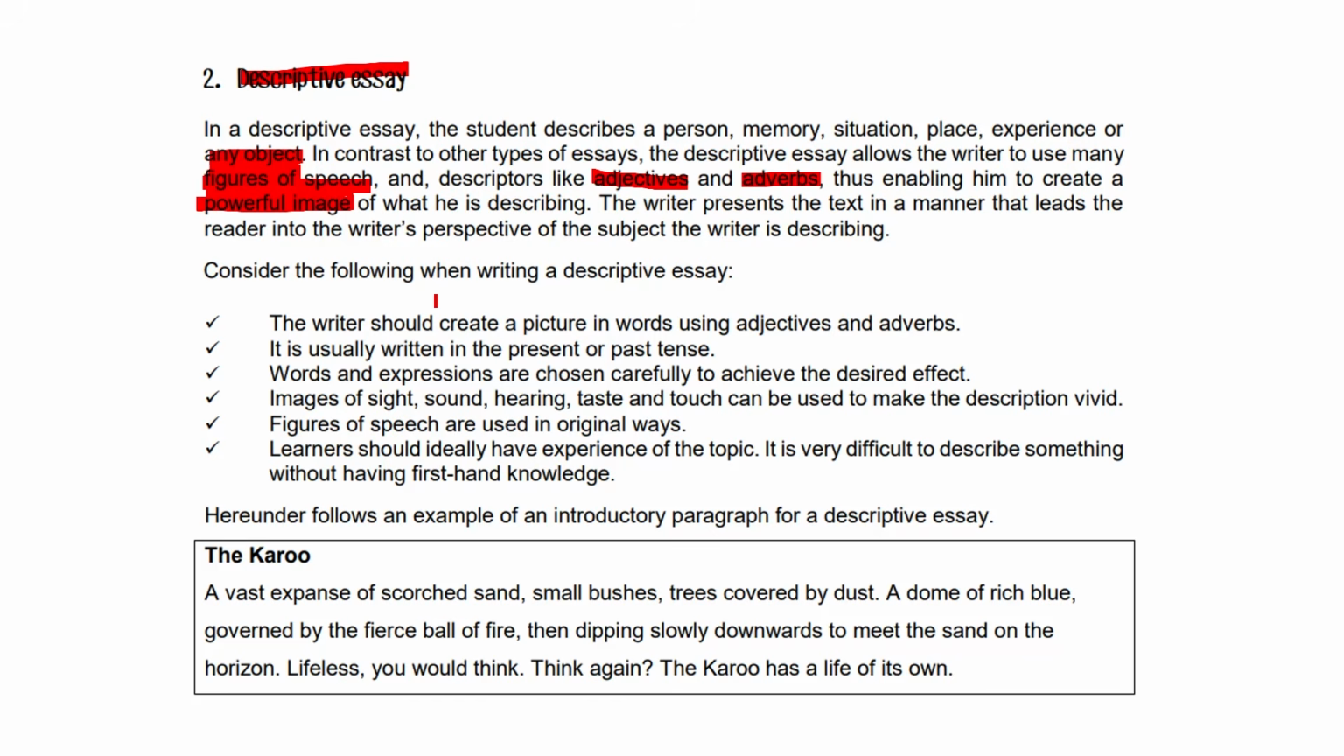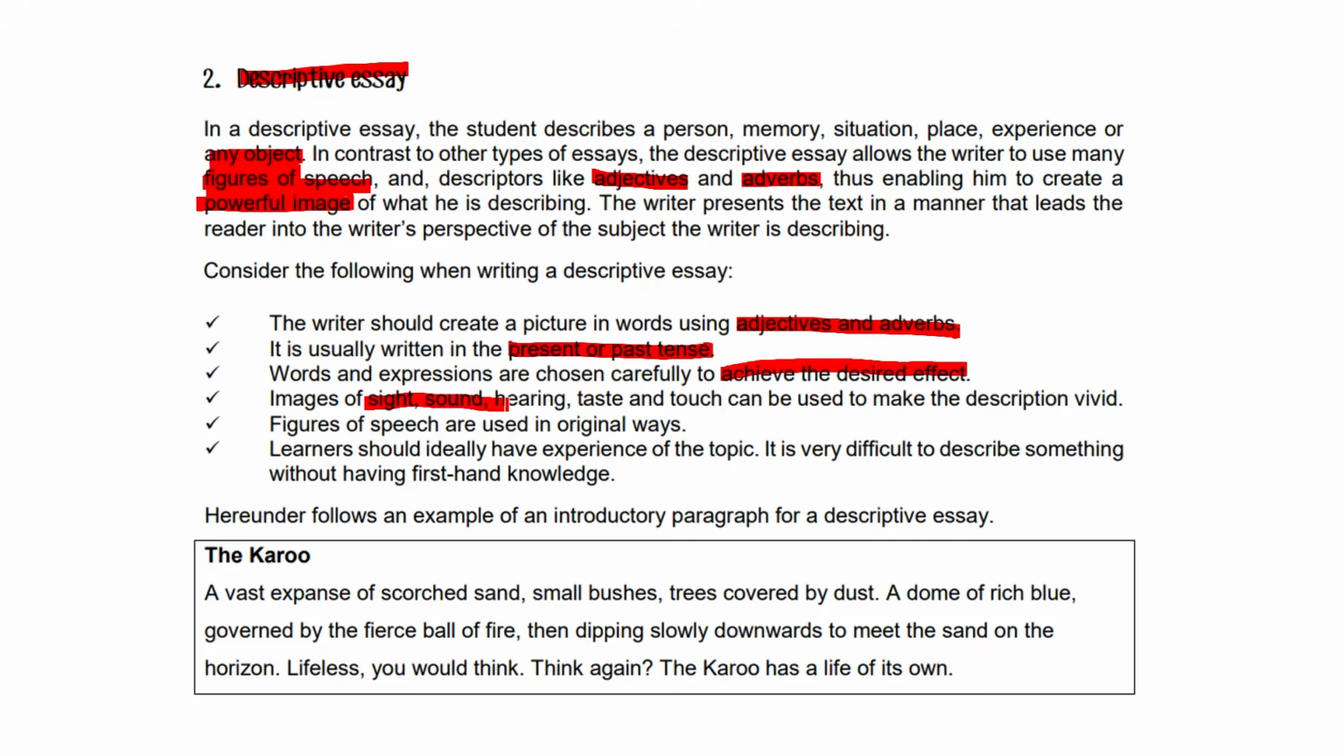Okay, so consider the following when writing a descriptive essay. The writer should create a picture in words using adjectives and adverbs. Okay, adding to the verb. Now, it is usually written in present or past tense. Either is fine. Words and expressions are chosen carefully to achieve the desired effect. You have to be very particular here, so it probably does take a little bit longer than a narrative essay to write.